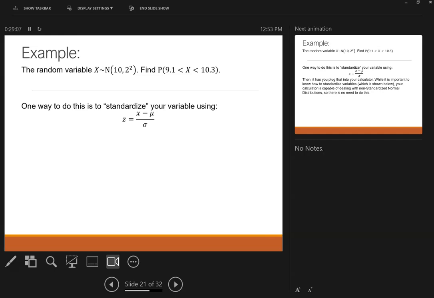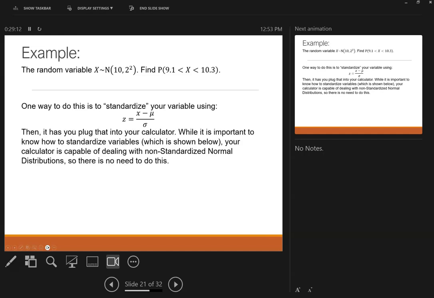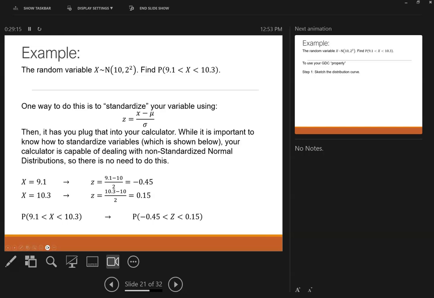So the old way of doing this would have been to take that 9.1 and that 10.3, and standardize those, calculating z-scores. And the question I really would answer would be this one. From the table, I'd have to look at the probability that z is less than 0.15, and then subtract from that the probability that z is greater than negative 0.45. And that's what I would have to do. But we don't have to do that anymore. So you could do that.